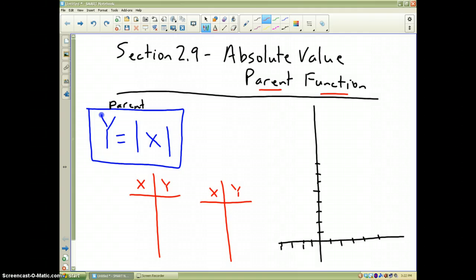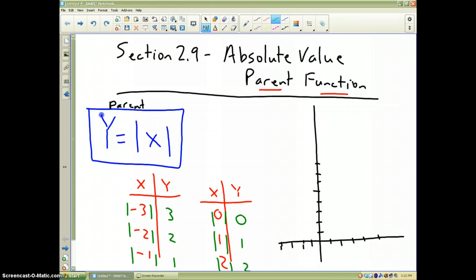Okay, so now the first thing that we should always do when we make a t-table is pick some negative numbers. So I'm just going to pick negative 3, negative 2, and negative 1. And I'm going to plug it in. Now, if I take the absolute value of negative 3, we all know the answer is 3. The absolute value of negative 2 is 2. The absolute value of negative 1 is 1. And I'm going to continue my table using the numbers 0, 1, and 2. And again, if I take the absolute value of these numbers, absolute value of 0 is 0, absolute value of 1 is 1, absolute value of 2 is 2.